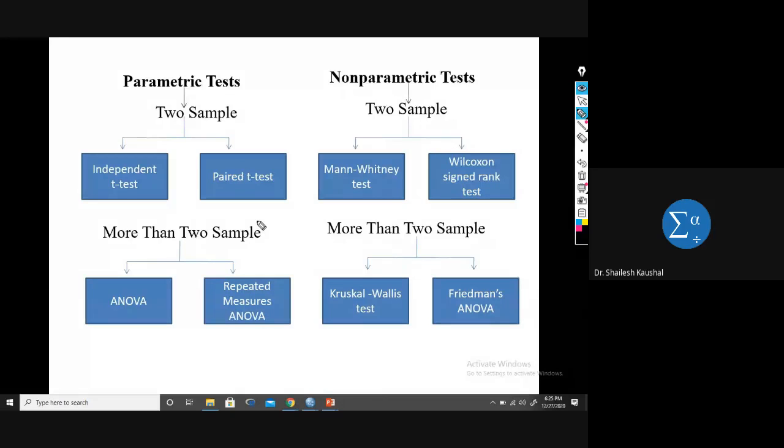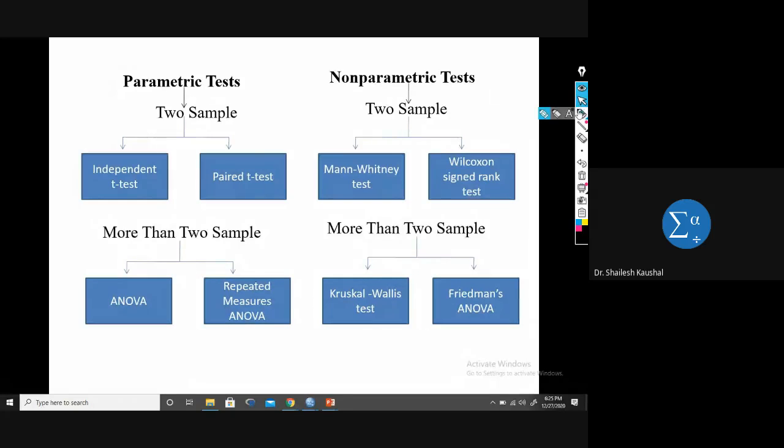Can you repeat, sir? Can you please repeat, sir? Okay, I am repeating. Sir, we cannot see any slide where you are mentioning values, the difference in significance value. All we can see is the chart of parametric and non-parametric. Yes, I have. Okay, fine, thanks. I am showing this slide only.